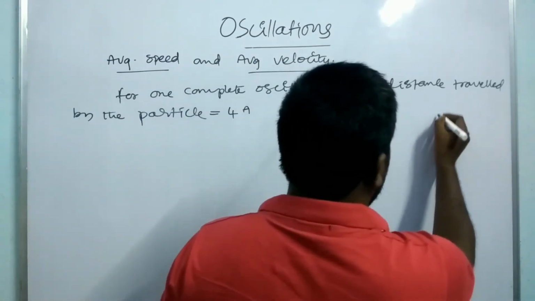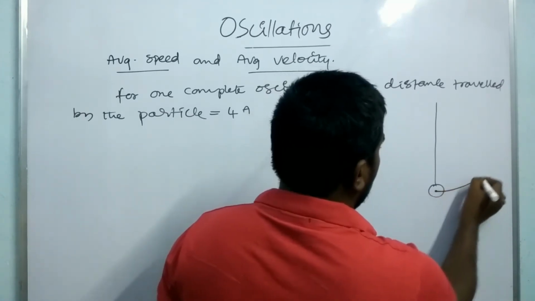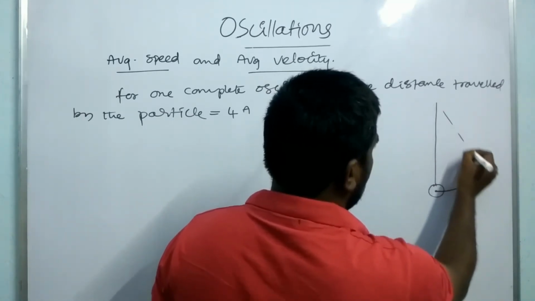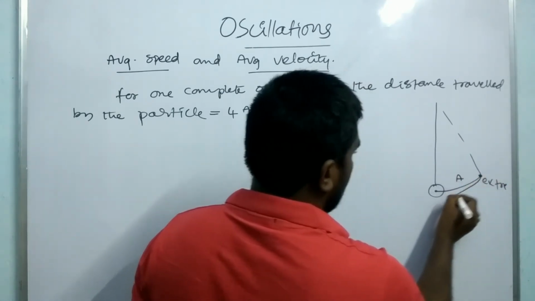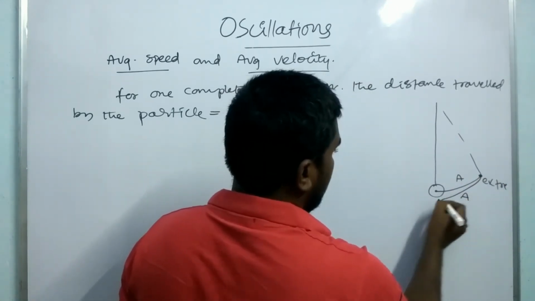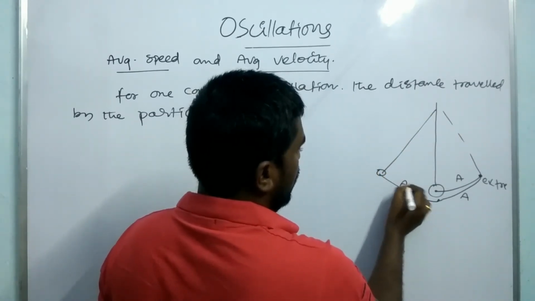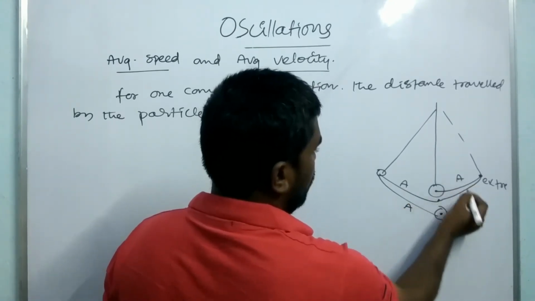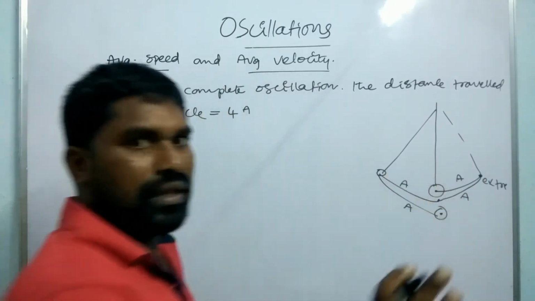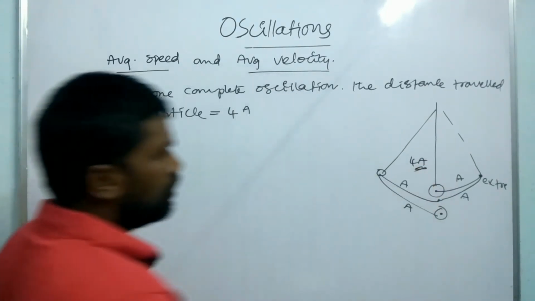So this is the particle which is at the mean position. At first it reaches the extreme. So this is the extreme, it is a, and it reaches another extreme again, this is a, and it comes back to the same position. So this is a plus a plus a plus a. So these are the 4a. So the distance traveled by the particle is 4a.